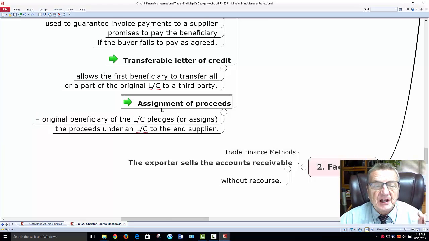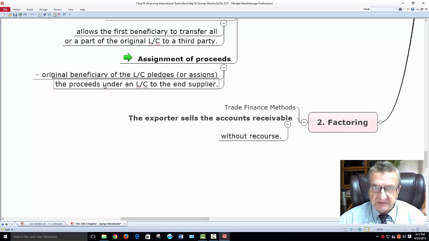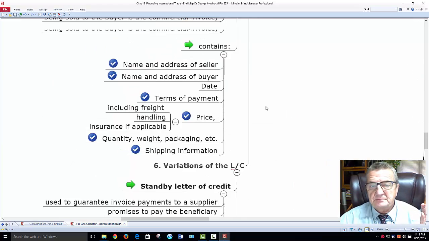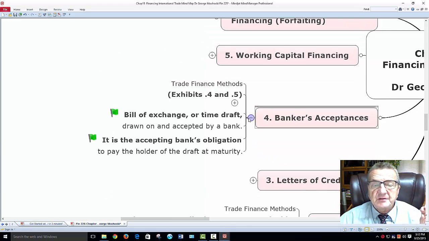This is a summarization. Assignment of proceeds: the original beneficiary of the letter of credit pledges or assigns the proceeds, that's the money, the remittance, under the letter of credit to the end supplier. Okay, we've got the three letters of credit. We're doing pretty good. Now the banker's acceptance.